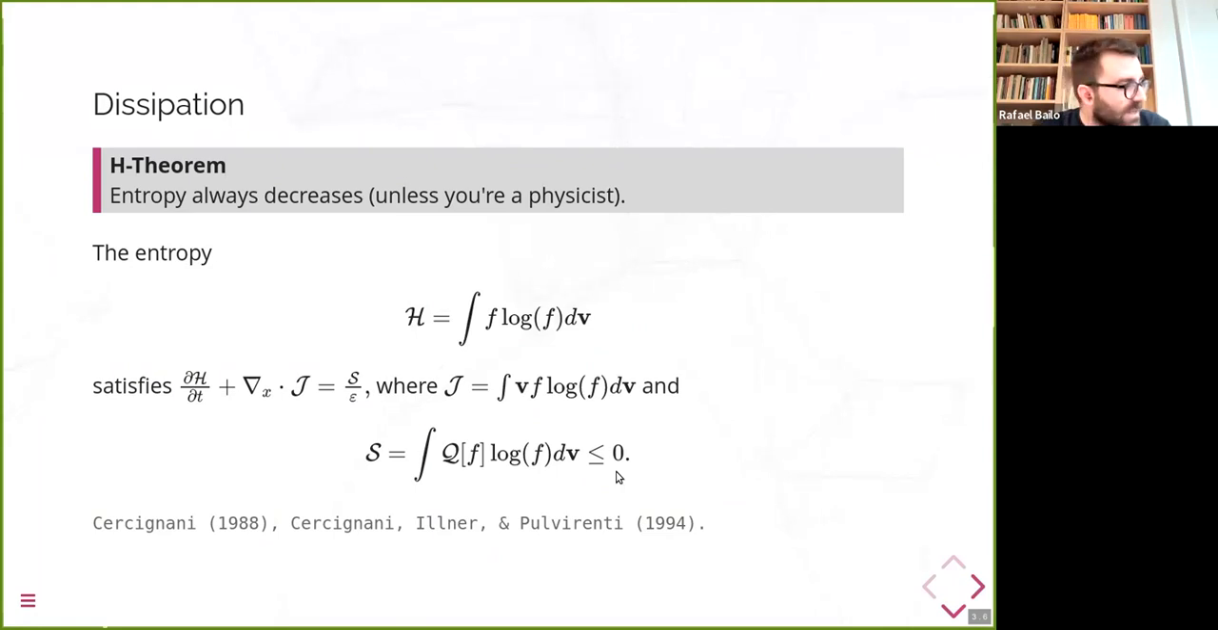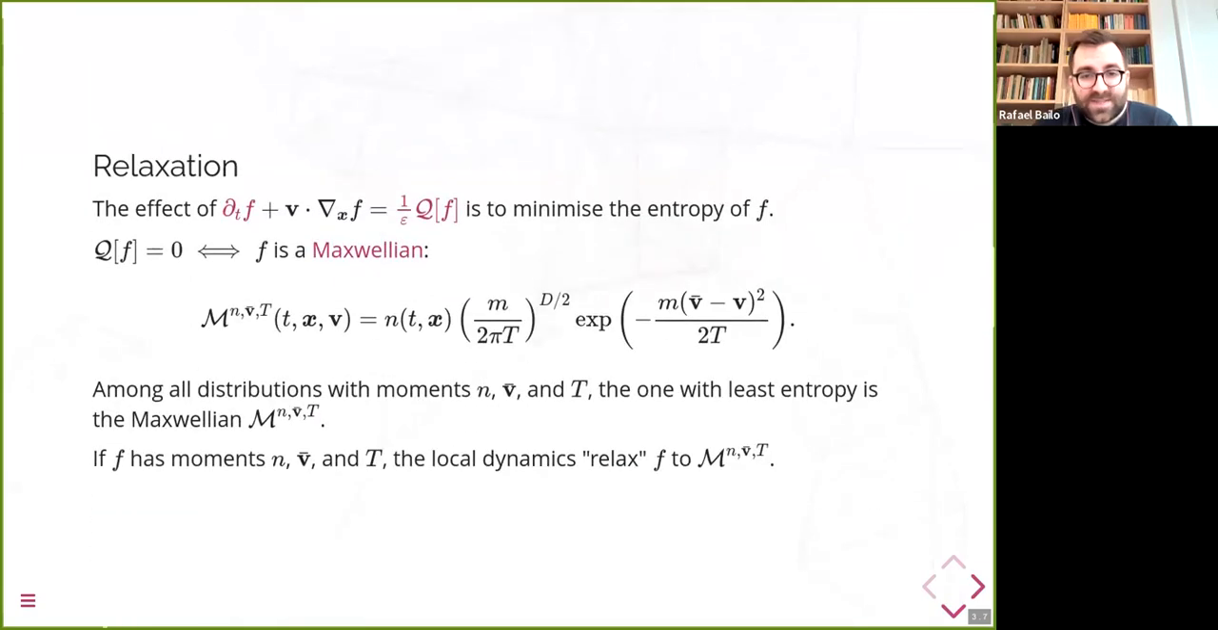This dissipation really is at the heart of everything we do today, because this tells you really what this operator is doing, right? It's telling you, if you forget the transport, put the transport aside for a moment, the equation dtF equals collision operator is simply minimizing the entropy of F. And this collision operator has a kernel which is comprised entirely of Maxwellians. So this Q of F is only zero if F is a Maxwellian.